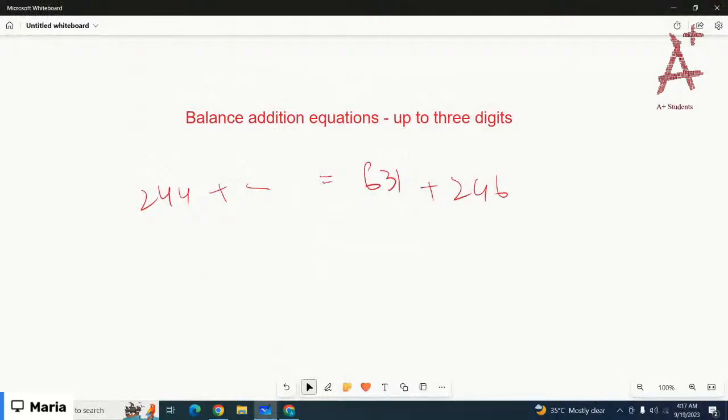And you have an equality sign. That means the sums of both sides are exactly equal. So solve the side where you are given both numbers. Let's just solve this one, just add them. 631 plus 246, just add. That is 877, right?